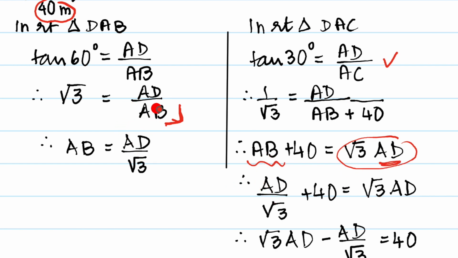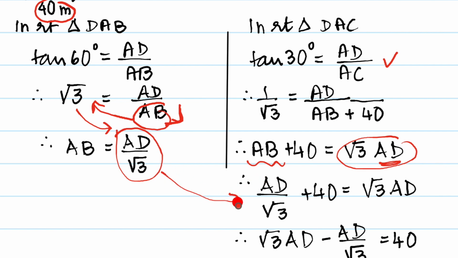So we come here and take this AB to this side, bring this root 3 to this side, and we'll have AD upon root 3, which is the value of AB. We will substitute that value here.